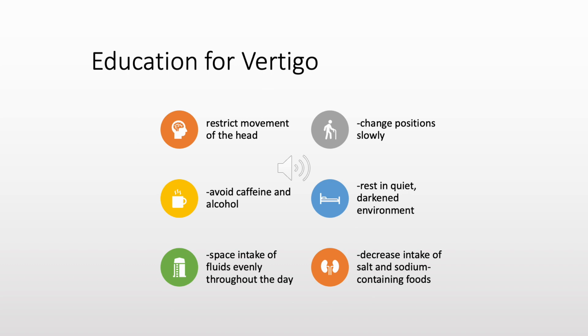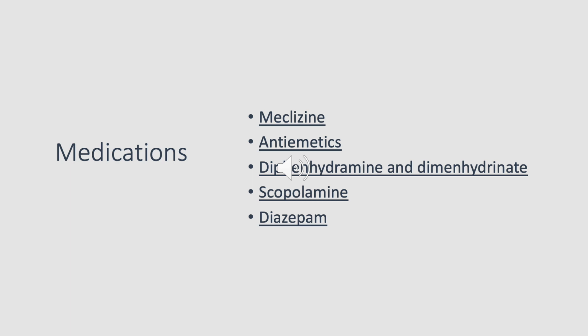They should change position slowly, and decrease sodium, caffeine, and alcohol in the diet. Fluids need to be spaced out evenly throughout the day because it can be because of fluid in the ear. They need to rest in quiet, darkened environments, so that may help their symptoms. These medications help with vertigo. One thing I want to say about being on these medications, in addition to having vertigo, is that the patient should always be on fall precautions.